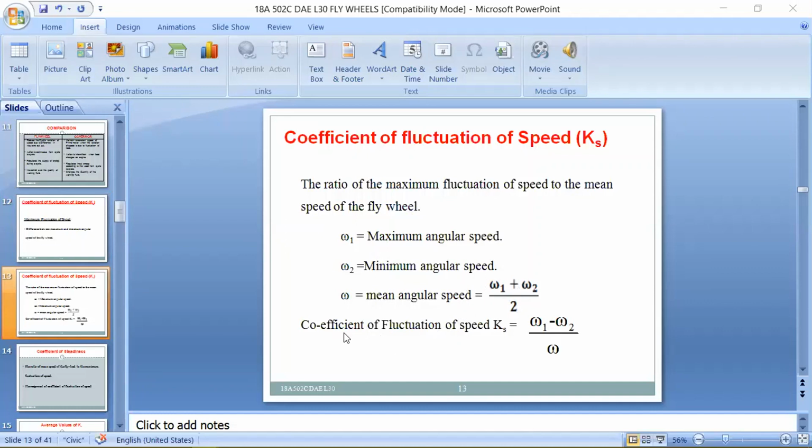Now the coefficient of fluctuation of speed, according to its definition, is the ratio of the difference between omega 1 and omega 2 to the mean angular speed, that is, omega 1 minus omega 2 by omega. This is the definition of the coefficient of fluctuation of speed.